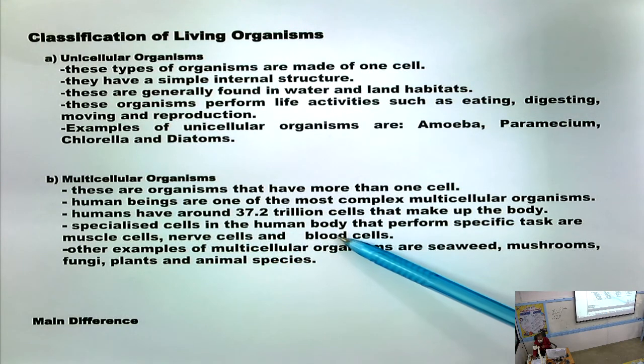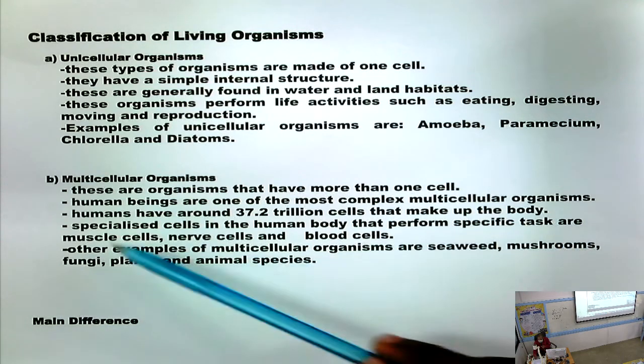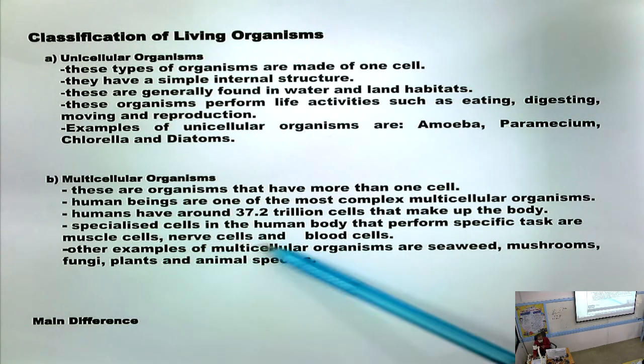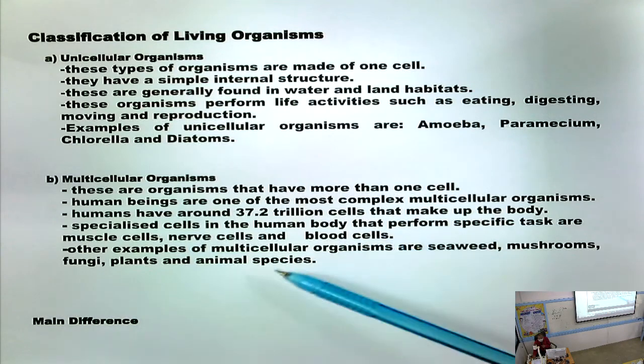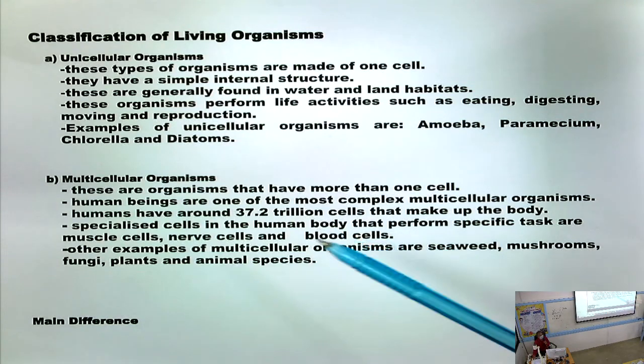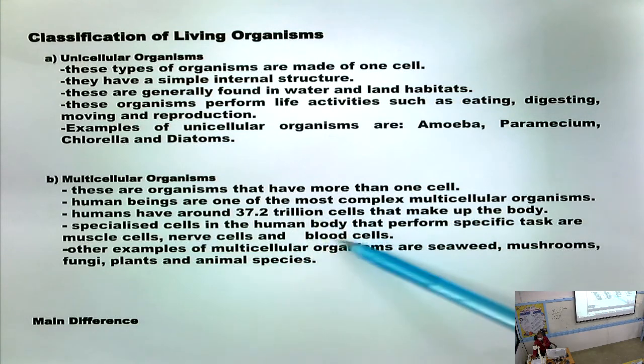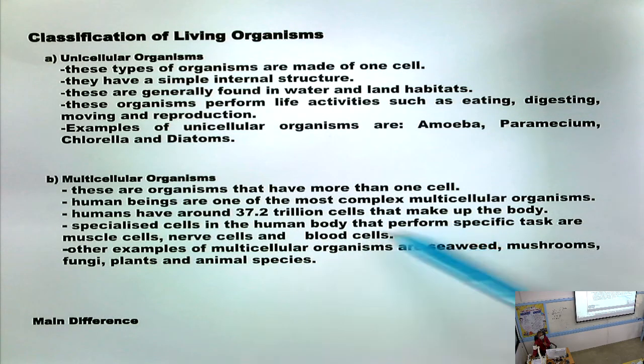Specialized cells in the human body that perform specific tasks are muscles, nerve cells, and blood cells. We also have the reproductive cells like the female ovary and the male sperm. There is the egg that is embedded in a female. It's also a cell which performs a specialized task of reproduction.